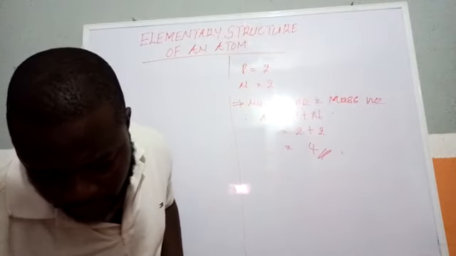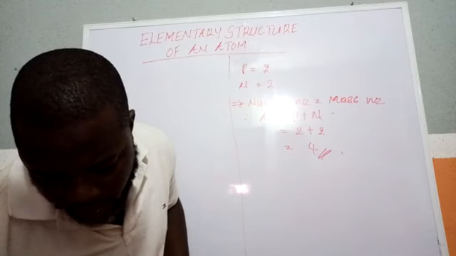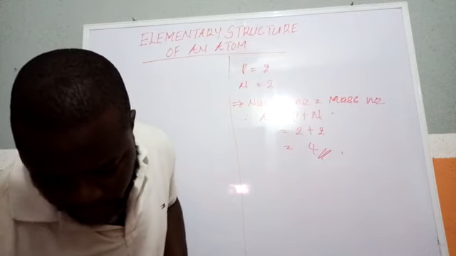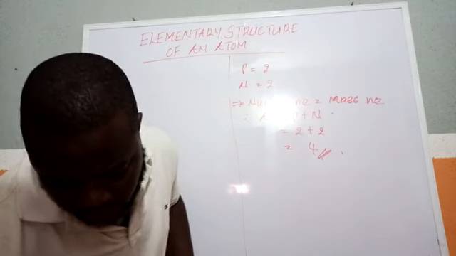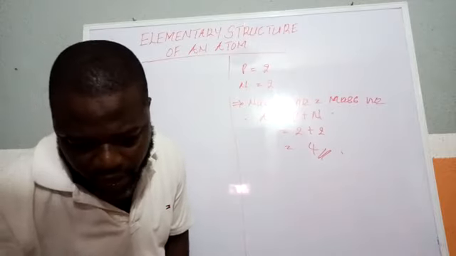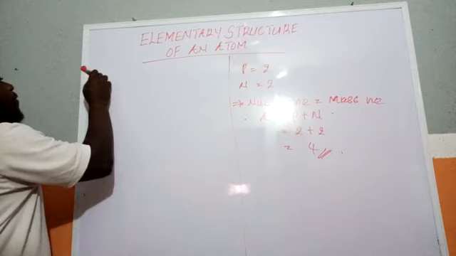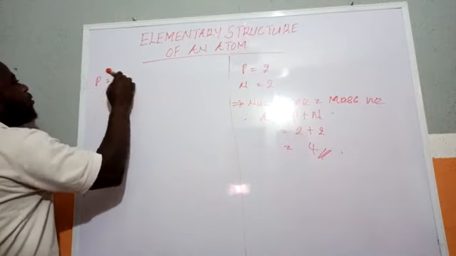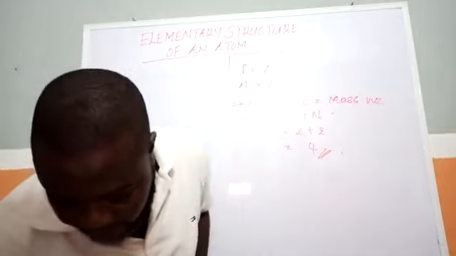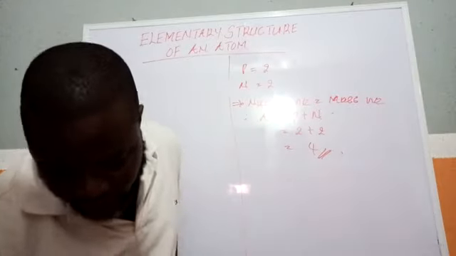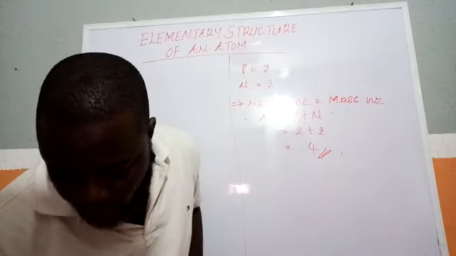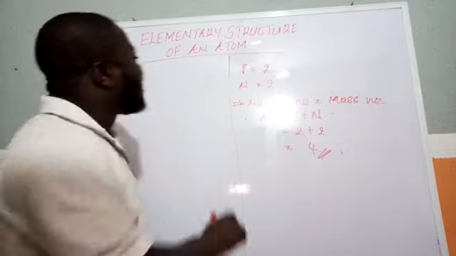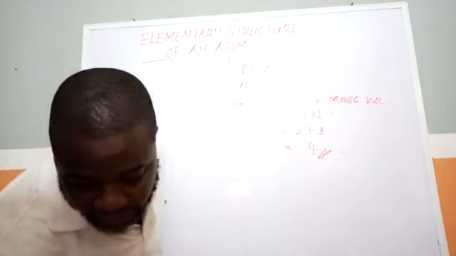What is the proton number of oxygen with 8? They are asking what is the proton number of oxygen with 8 protons. From here, we have the proton to be 8 from the parameter. Oxygen has 8 protons, 8 electrons and 8 neutrons.